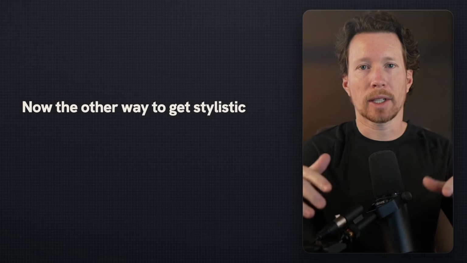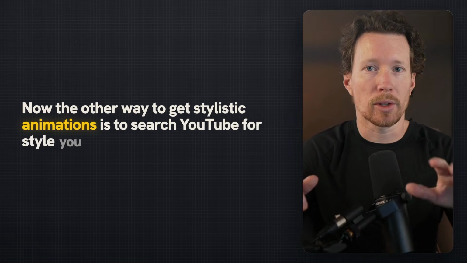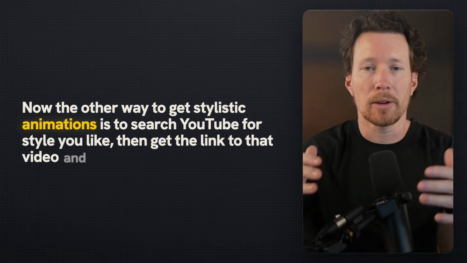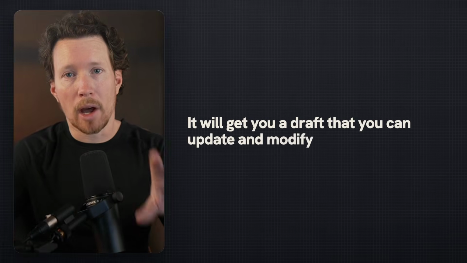Now, the other way to get stylistic animations is to search YouTube for a style you like, then get the link to that video and feed it to Claude. Then tell Claude to study the video frame by frame and recreate the animation style from the motion graphics to the timing. It will get you a draft that you can update and modify for your engine. So here's an example of how that works.